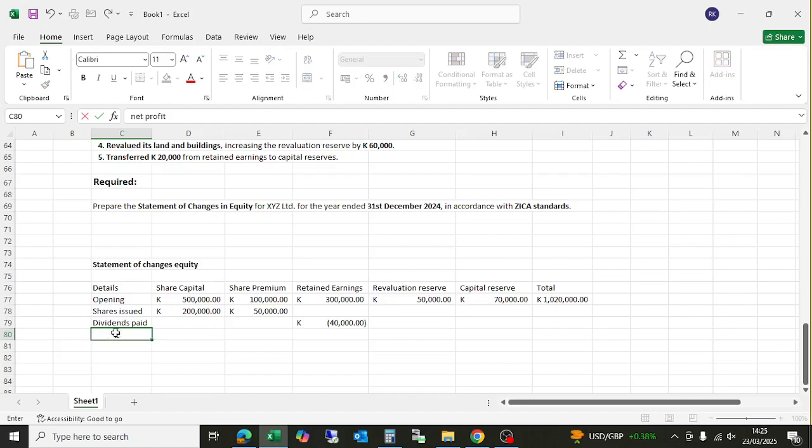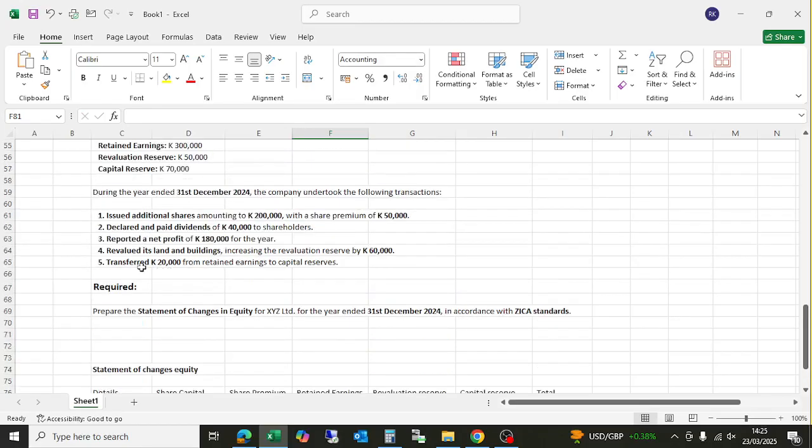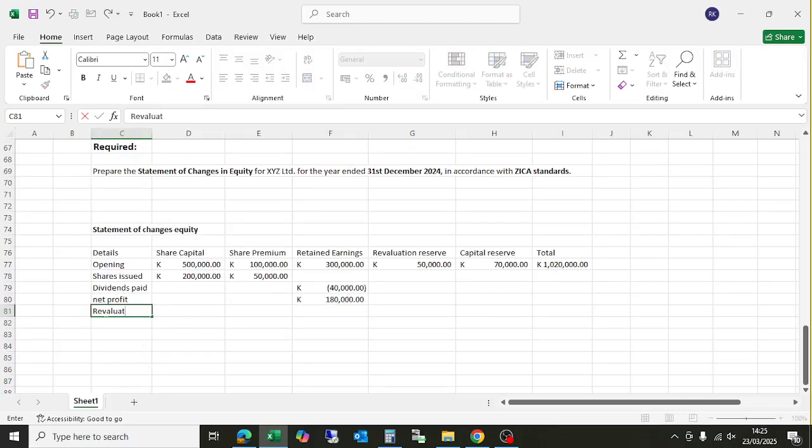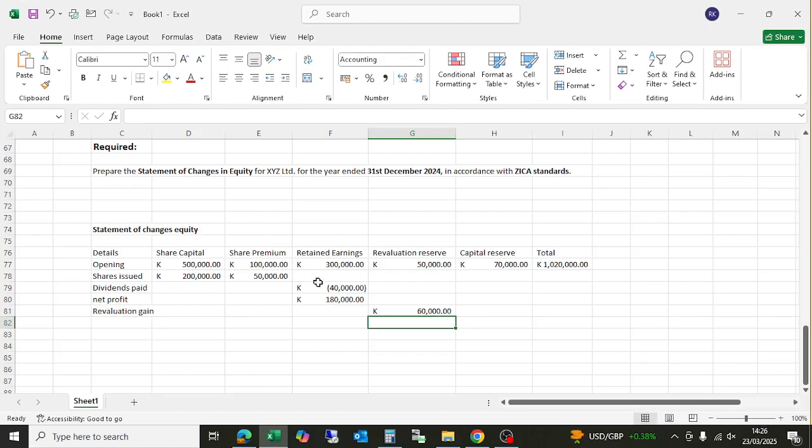So a net profit actually increases our retained earnings. So we'll have an extra 180,000 to put here on our retained earnings. And then they're saying revalued its land and buildings, increasing the revaluation reserve by 60,000 kwacha. So we revalued our land and buildings, and then in the process we got a revaluation gain of 60,000 kwacha. So this will increase the revaluation reserve by 60,000 kwacha.